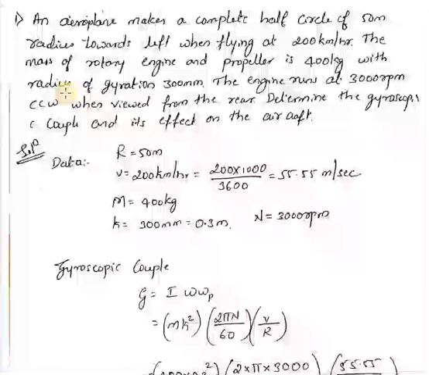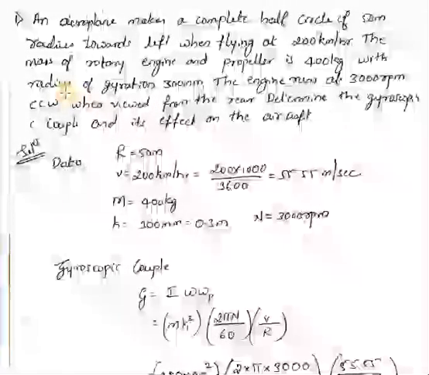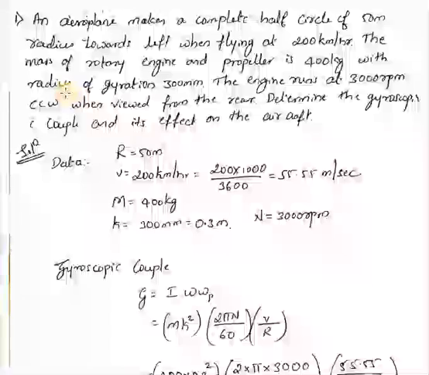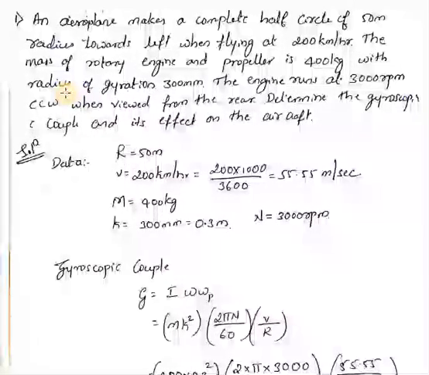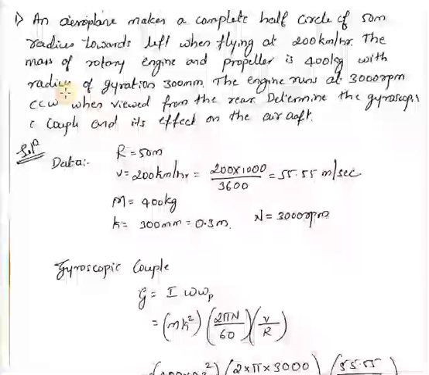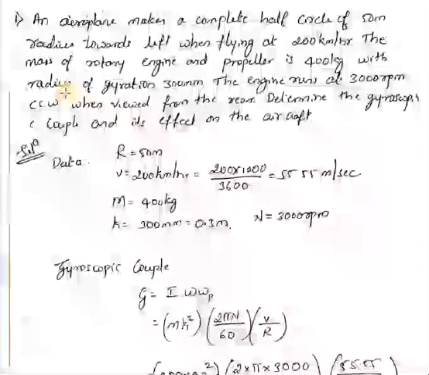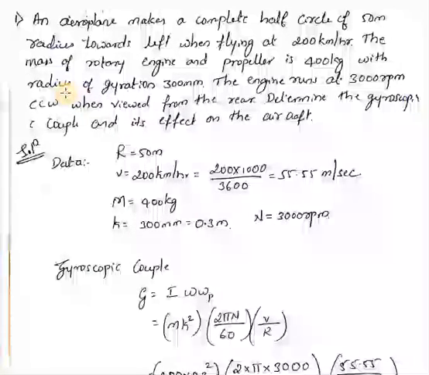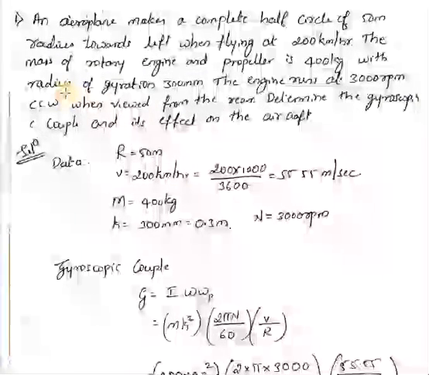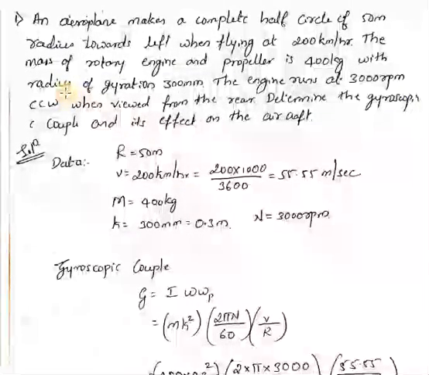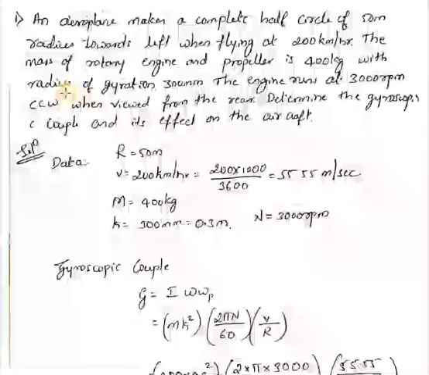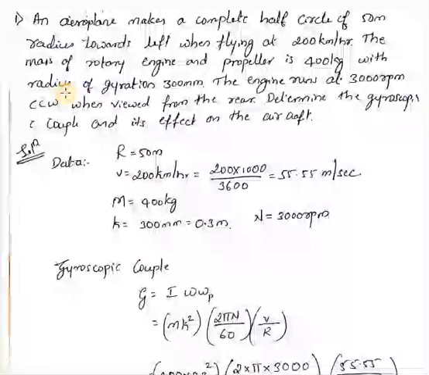An aeroplane makes a complete half circle of 50-meter radius towards left when flying at 200 km per hour. The mass of the rotary engine and propeller is 400 kg, with a radius of gyration of 300 mm. The engine runs at 3000 rpm counterclockwise when viewed from the rear end. Determine the gyroscopic couple and its effects on the aircraft.